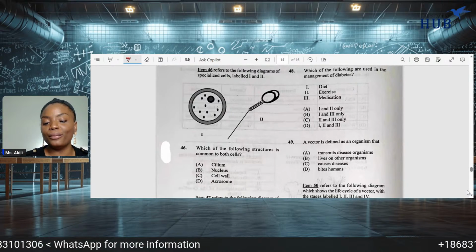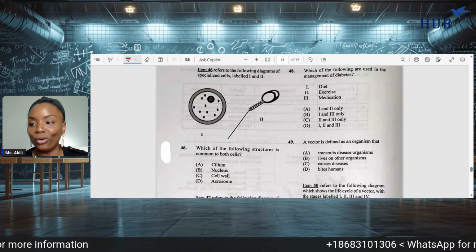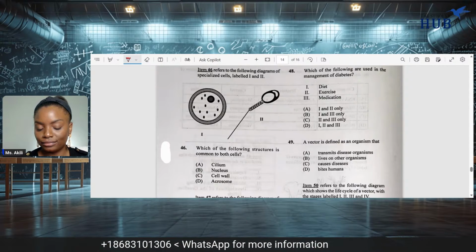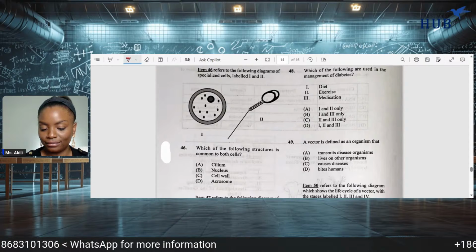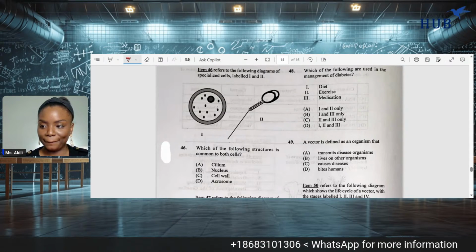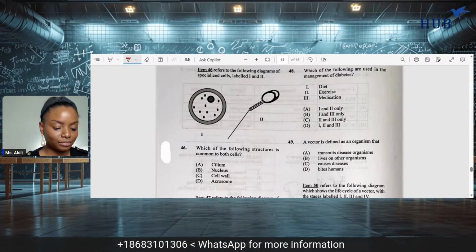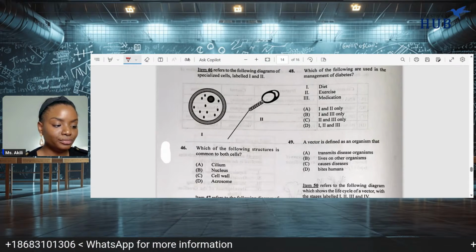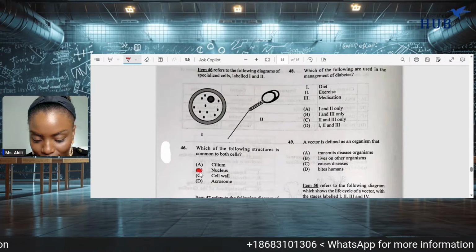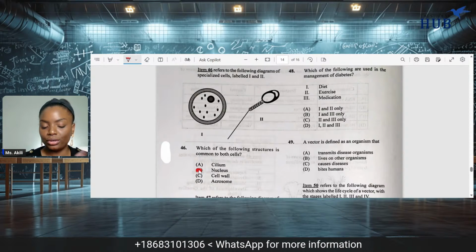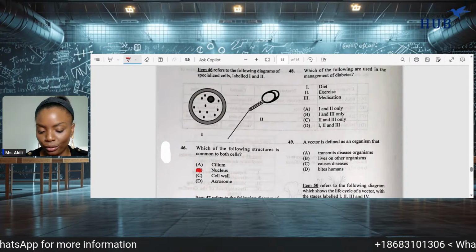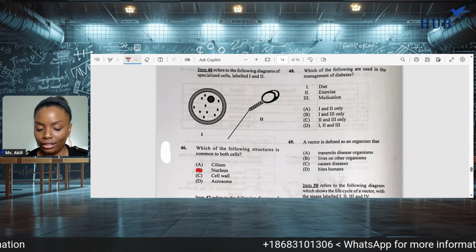Item 46 refers to the following diagram of specialized cells labeled 1 and 2. Which of the following structures is common to both cells? They definitely both have a nucleus, right? So this is showing your reproductive cells. In humans, it's showing the egg cell and the sperm cell. They both have nuclei. They don't both have an acrosome. They don't both have a cell wall. They don't both have cilium. So the correct answer here is B, the nucleus, right?